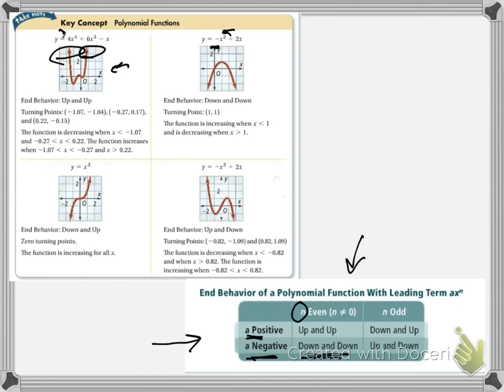Okay, if we look here, y equals x cubed, well, now we're in the n is odd case. Is a positive or negative? Well, a is positive, so what is it? It starts down and then goes up. So where's it start? Where's it end? Down, up. Up, up, down, down, up, down, down.